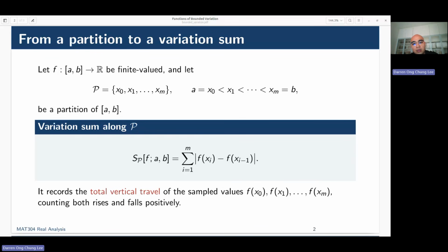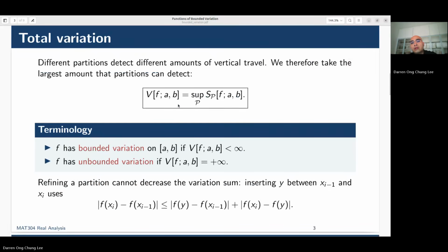So this variation sum speaks to the total vertical travel of the values f(x0), f(x1). Basically, if you have a point going from f(x0) to f(x1) to f(x2) to f(x3), f(x4), what is the total distance it travels vertically? Of course, when you have a different partition, the vertical travel that you measure is also different. So we want to figure out what is the largest amount of vertical travel that the function's graph can go through. And this is what the variation is.